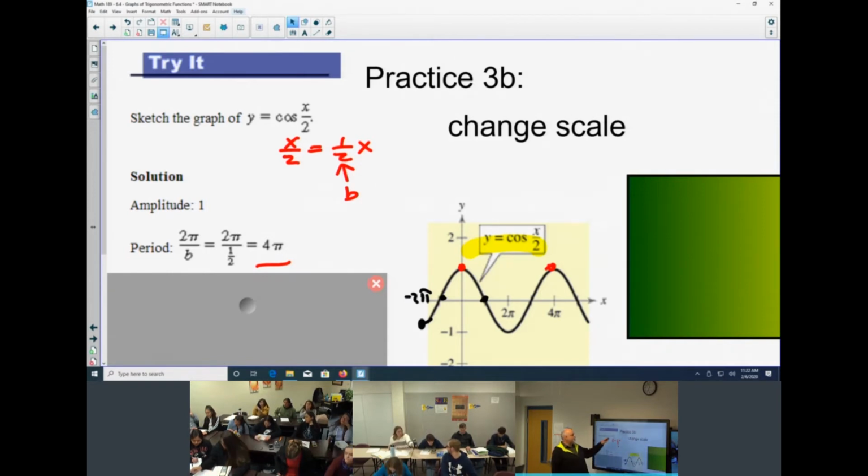So let's say it was the cosine of 3x. Then the period would be 2 pi divided by 3. And so you would draw your cosine graph and then have it end at 2 pi divided by 3. So whatever the period is, you're calculating how long it takes to complete one cycle.